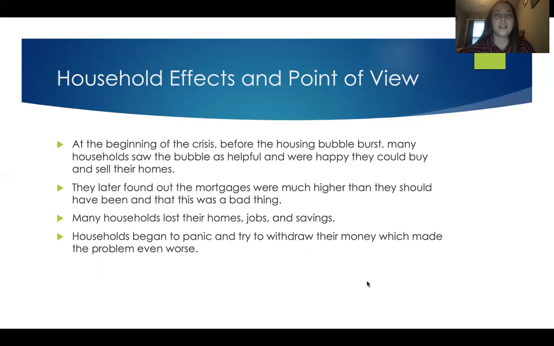At the beginning of the crisis, prior to the burst of the housing bubble, some households saw the bubble as helpful and appreciated how it allowed them to use mortgages and purchase homes. What they did not realize, however, was the amount of overwhelming debt this was placing them in. Once they realized this, it was too late and they were stuck paying astronomical prices for homes that they had no way to afford. Meanwhile, the value of the home that they were paying so much for was decreasing by a lot. Many Americans lost their homes because of this.